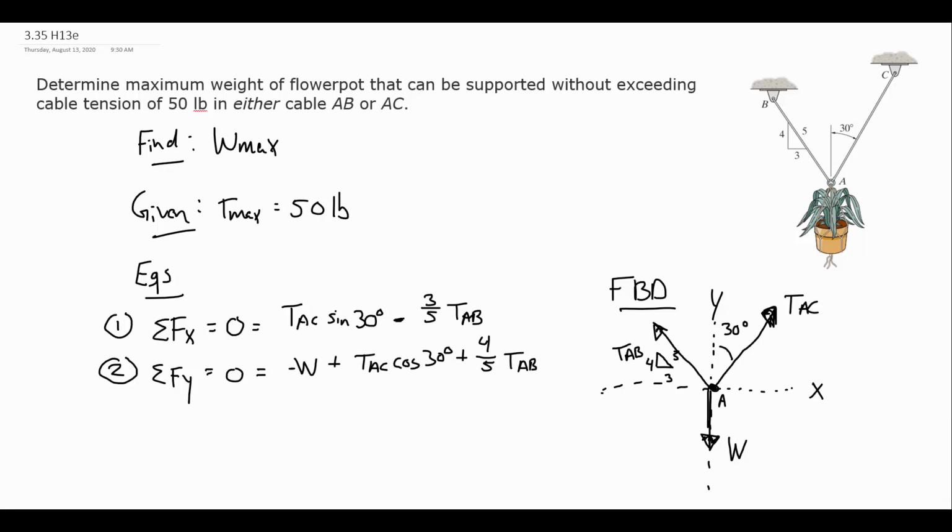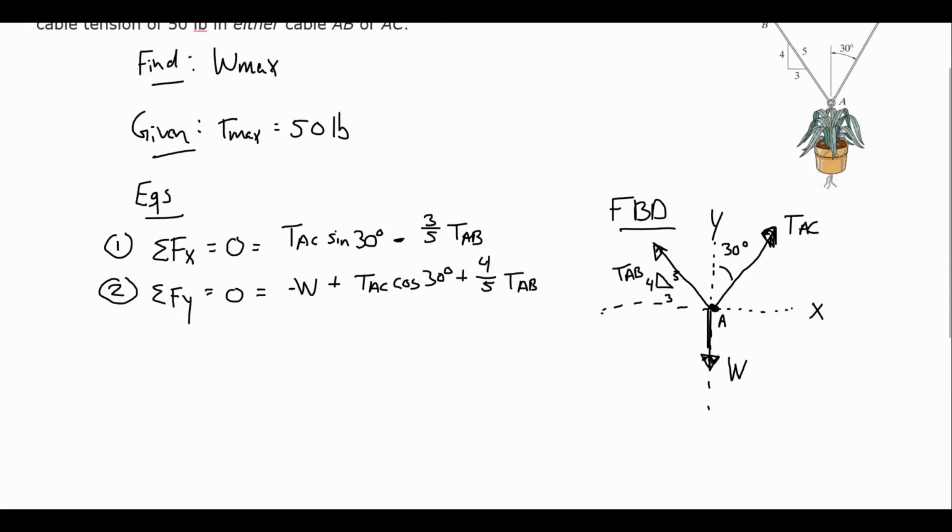All right, so if we look here at equation 1 and equation 2, I have three unknowns actually, TAC, TAB, and W. I have no equation that has only one unknown in it, so I actually have three unknowns, two equations at this time. So I don't yet actually have enough equations for all of my unknowns. However, I have used up my two equilibrium equations. It's a 2D particle. I can only get two equilibrium equations out of it, sum of forces x, sum of forces y, and those are done.